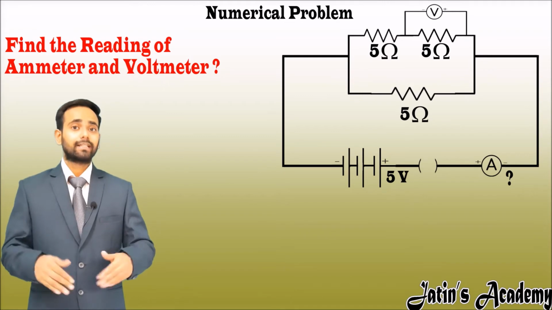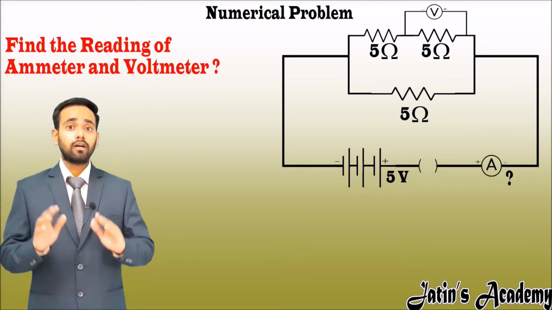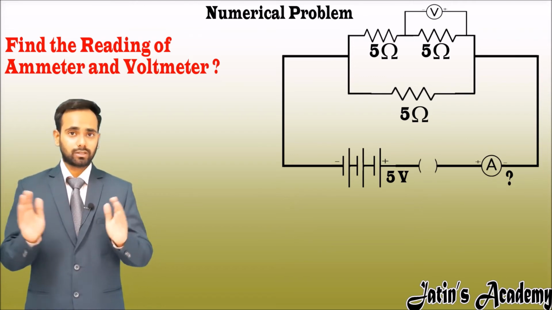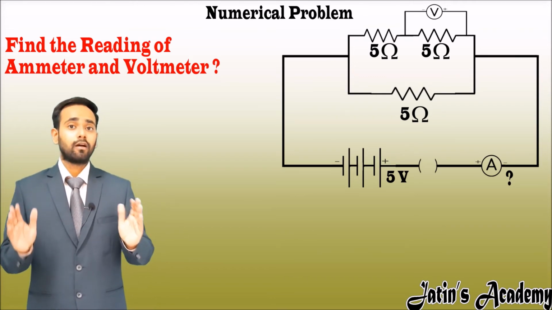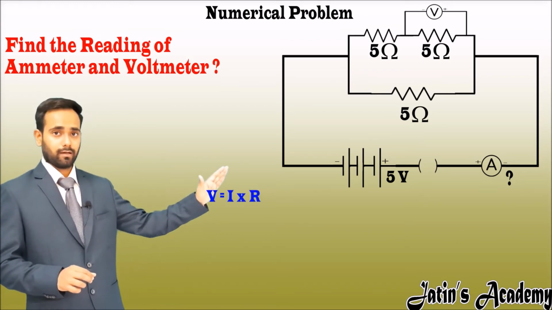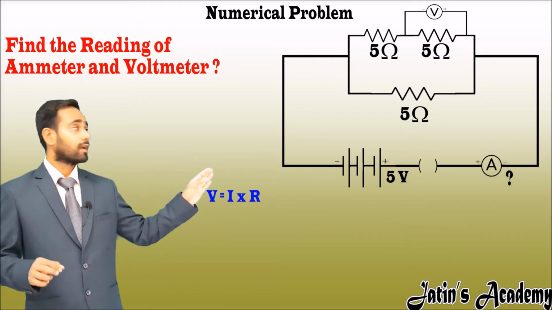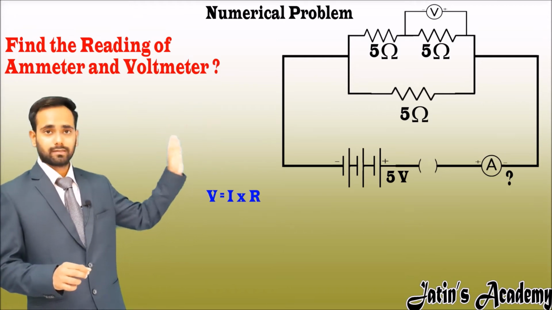I am calculating the value of the ammeter. We know that an ammeter measures the current. First of all, we will see how much current is flowing through the circuit. So for finding the current, we have the equation V is equal to IR. Here we want to calculate I, and for R we have to first solve the circuit.